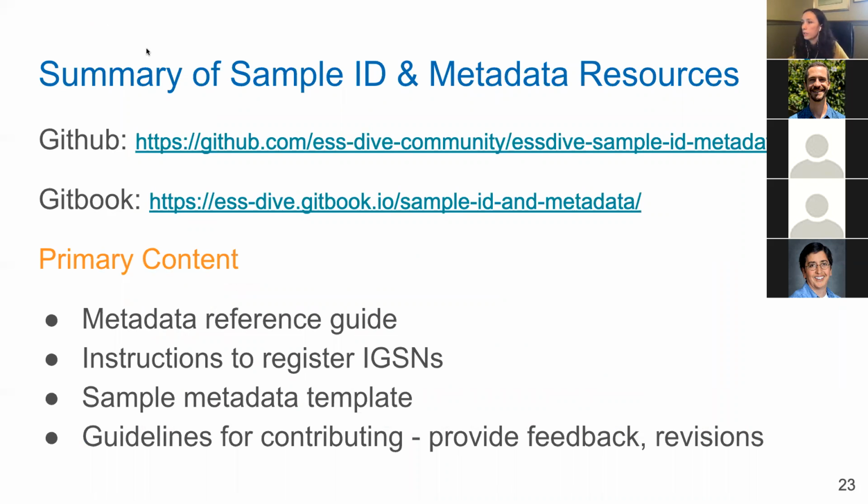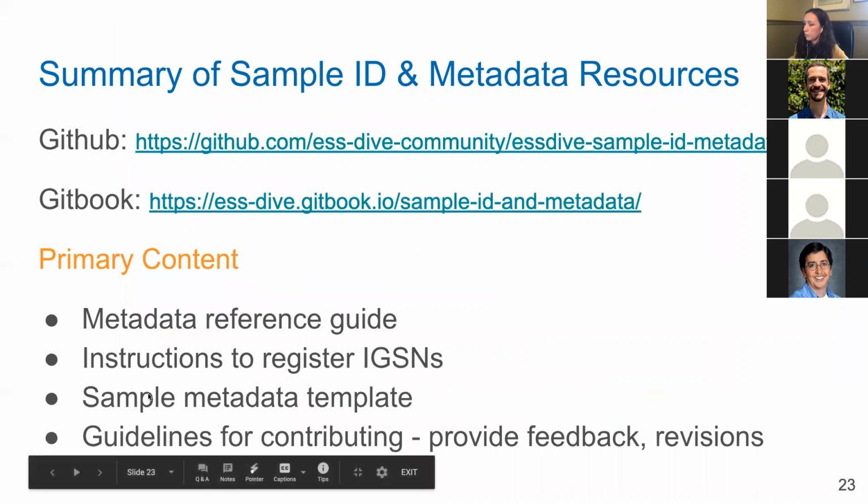So I'll just give a quick summary here of the resources. We have the GitHub link, the Git Book link with the more user-friendly view. The primary content included within this documentation includes the metadata reference guide, instructions for registering IGSNs, the sample metadata template, and then guidelines for contributing, where you can provide feedback and recommended revisions.